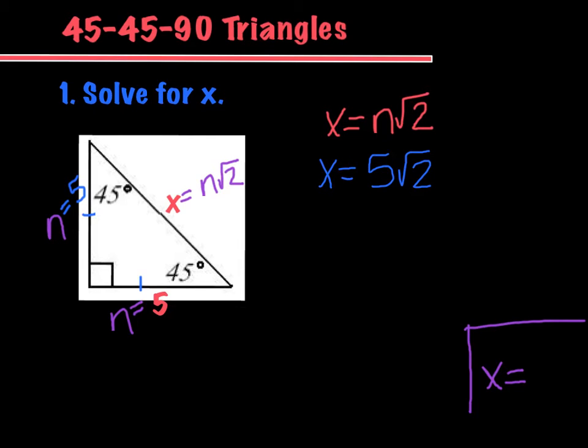So an easy way to remember this is it's n root 2. So if this side is 5 and this side is 5, then this side would be 5 root 2. If this side is 10, this side would be 10 root 2. So our answer is 5 root 2. That's the length of our hypotenuse. Let's try another one.